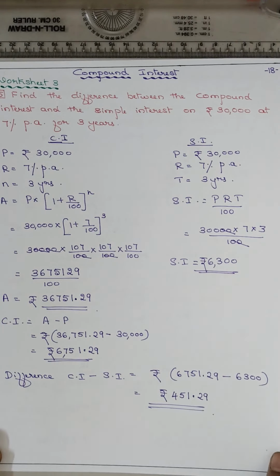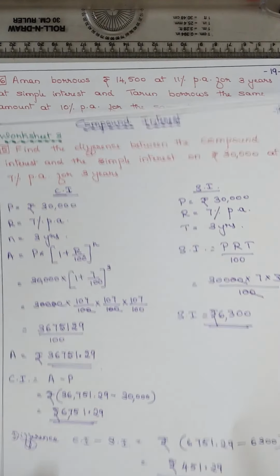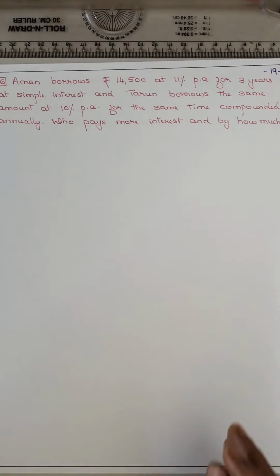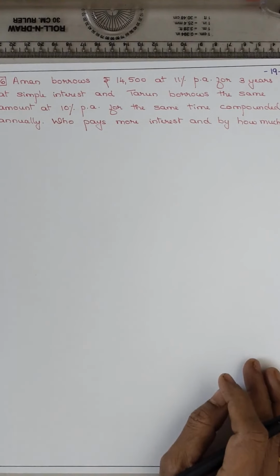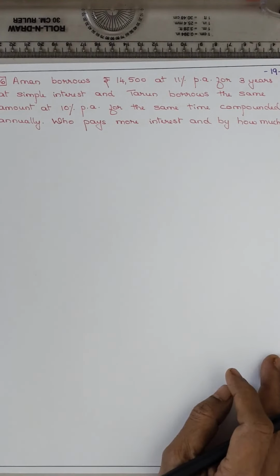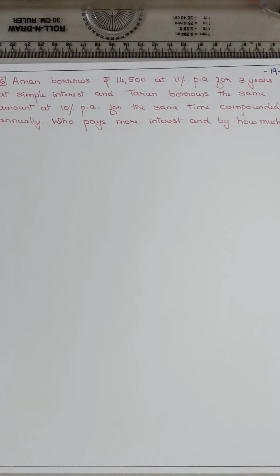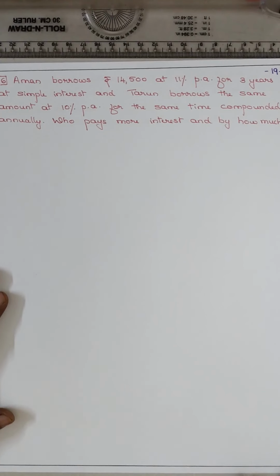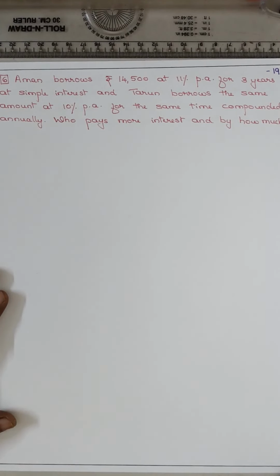So that was question number 5. Now coming to question number 6. Aman borrows 14,500 at 11% per annum for 3 years at simple interest, and Tarun borrows the same amount at 10% per annum for the same time compounded annually. Who pays more interest and by how much?